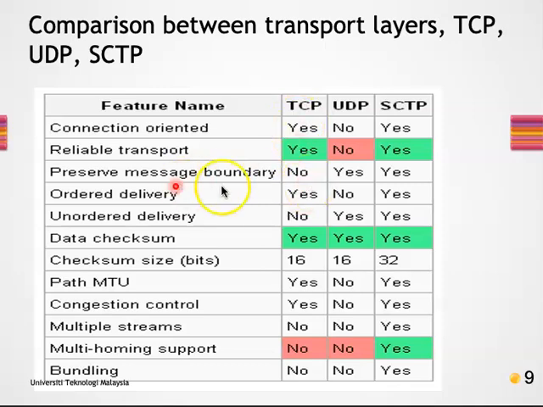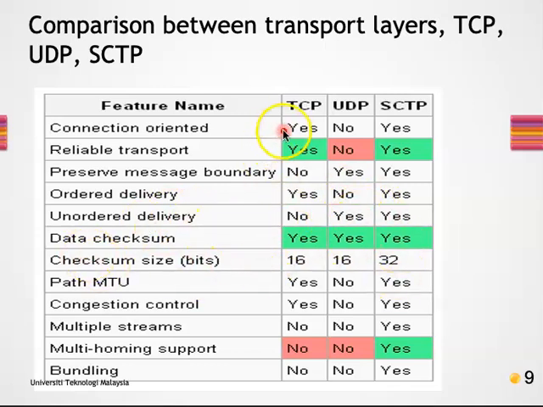However, TCP does not preserve message boundaries, because remember that TCP provides a stream of message delivery to the receiver. Unlike UDP, which has message boundaries, SCTP combines the best features of TCP and UDP, and thus it has message boundaries here. And UDP does not guarantee ordered delivery compared to TCP and SCTP. However, SCTP can also provide unordered delivery, just like UDP.